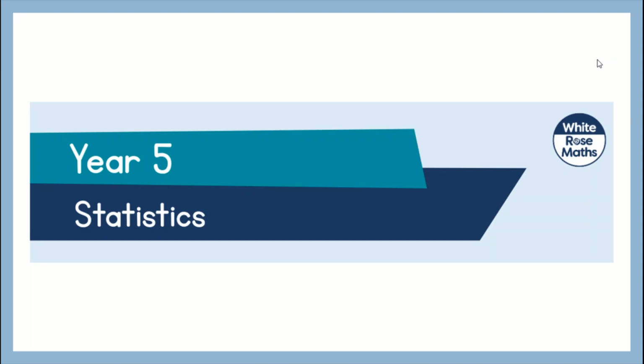In today's video, we are doing the Year 5 Statistics End of Unit Assessment. For this video, you'll be needing a pen, pencil, ruler and a piece of paper. After each question, please pause the video and attempt the question, then press play to see the working out and solution. So let's get to it.